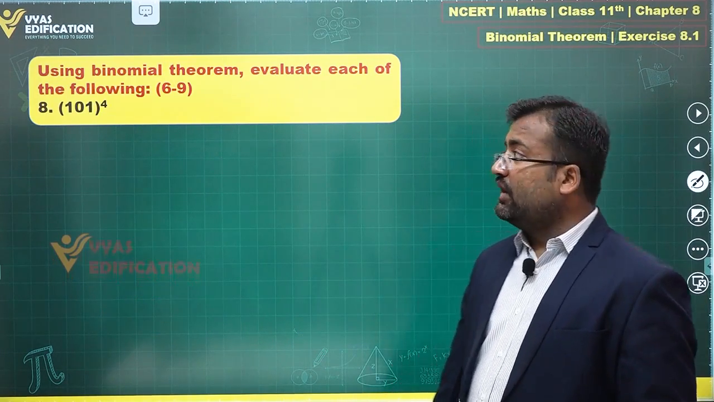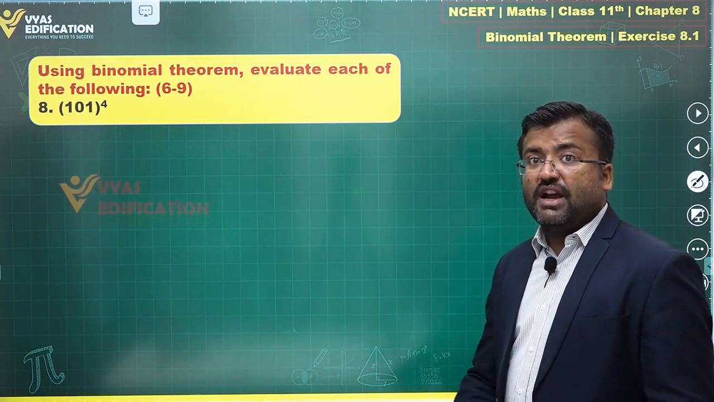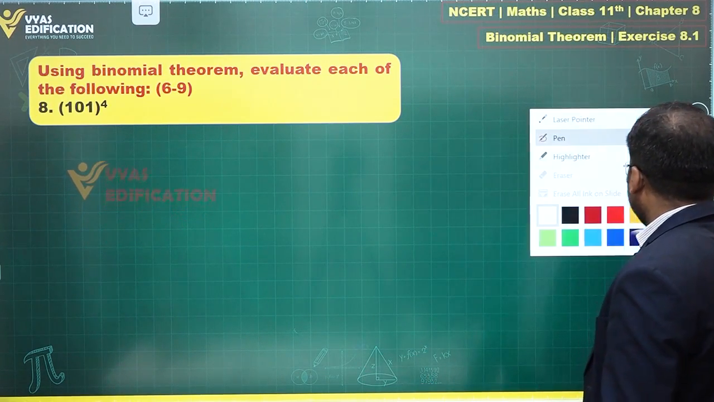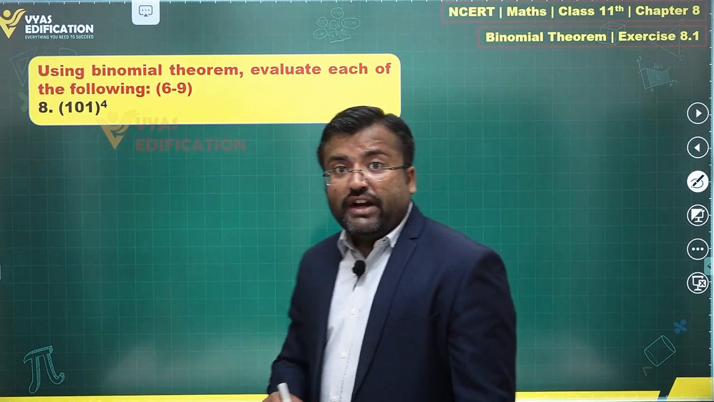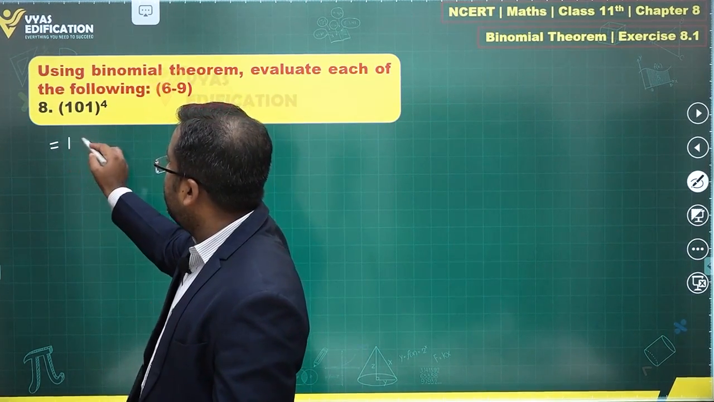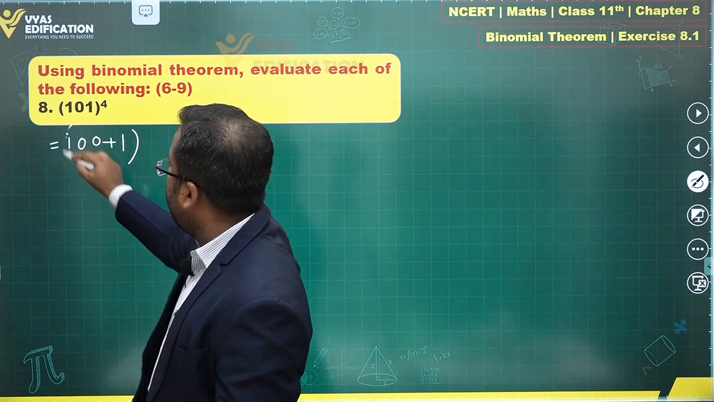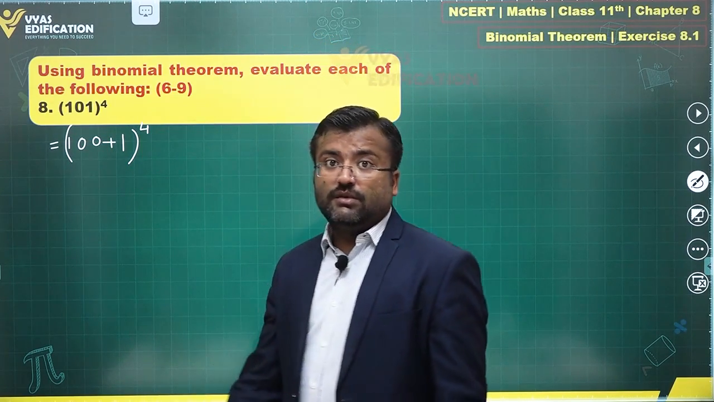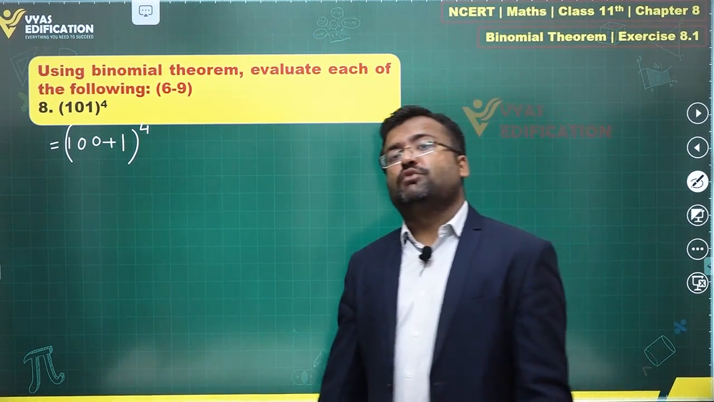Let's try to solve the next one over here. Using binomial theorem, we have to expand 101 power 4. Now, how do we go about doing that? We have to write 101 as 100 plus 1 whole power 4. This is what you are supposed to do.